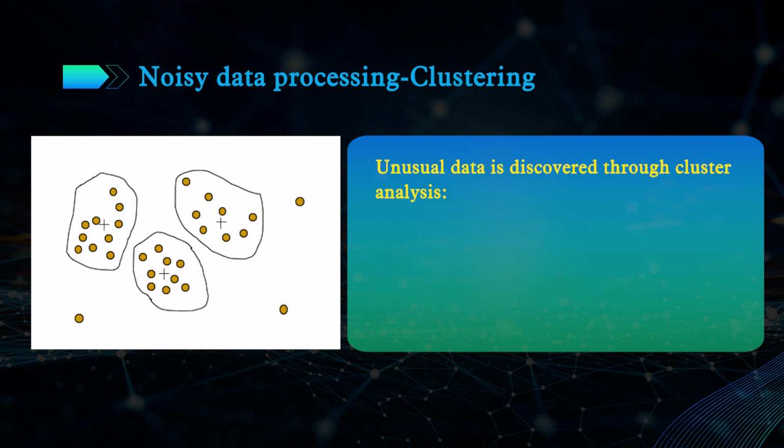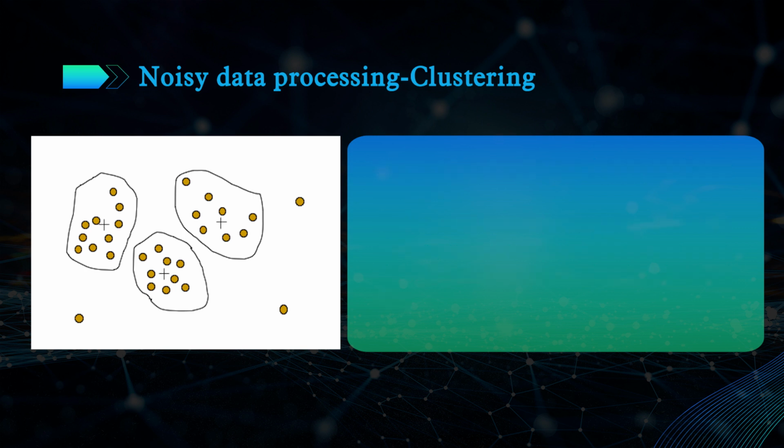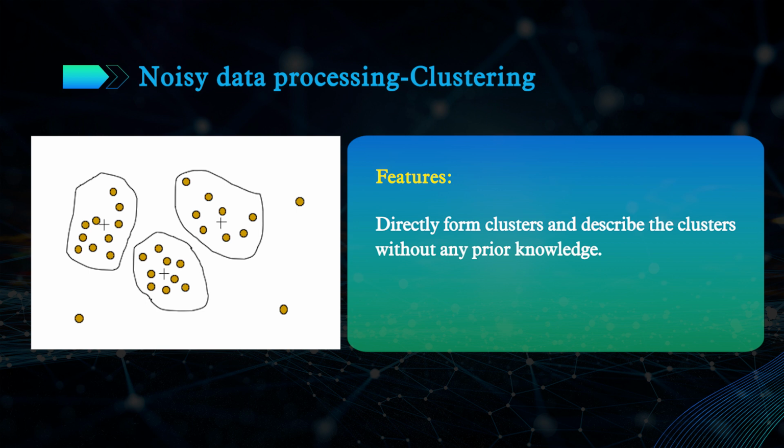Unusual data can be discovered through clustering analysis. Similar or adjacent data are aggregated to form clusters, and those data objects outside these clusters are naturally considered abnormal data. The advantage of this method is we can directly form clusters and describe the clusters without any prior knowledge.